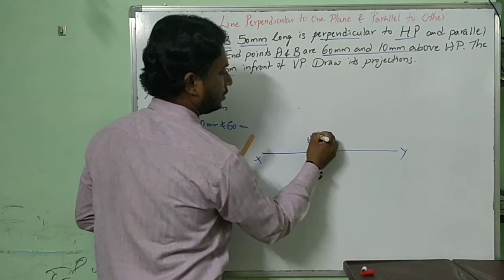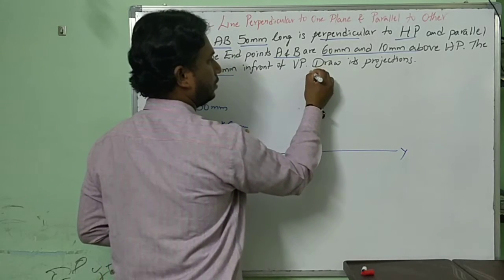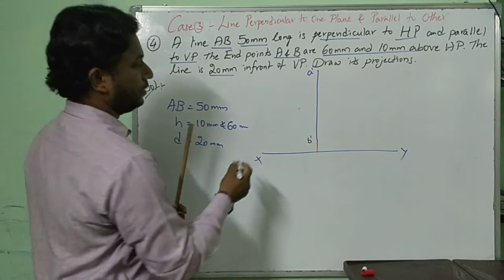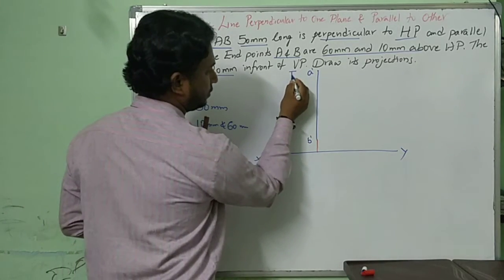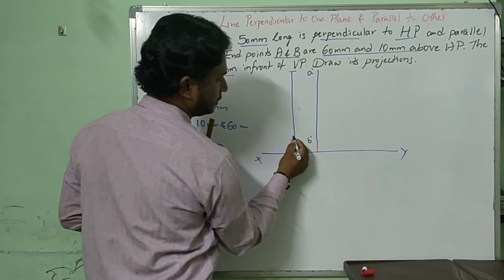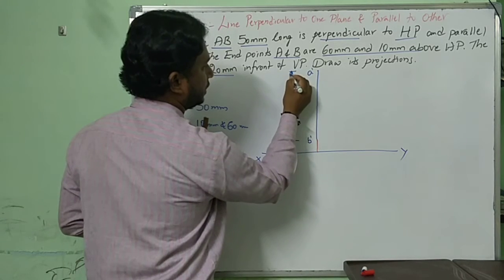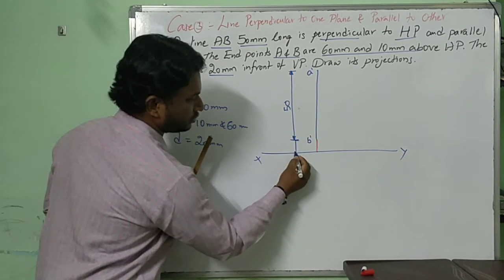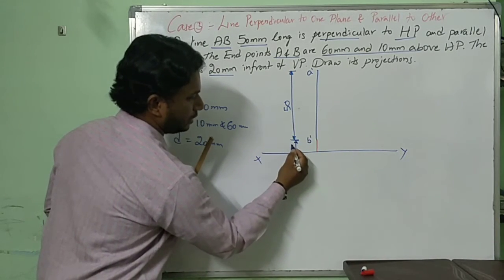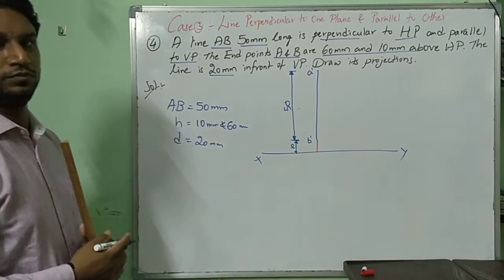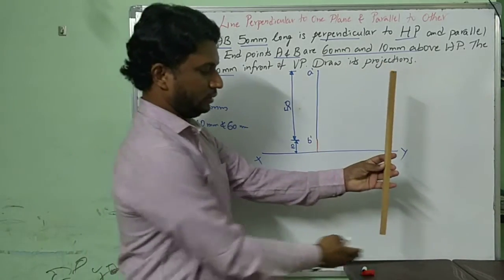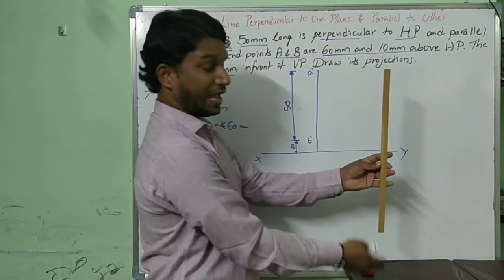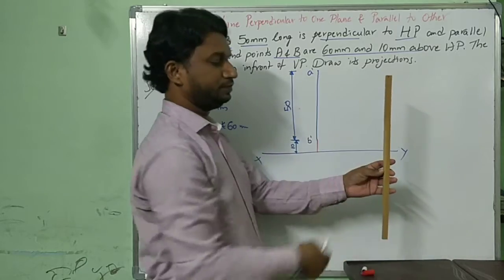Now from here, A dash. Now A dash B dash is the original line which is of 50 mm. Now from B dash to the XY line, it is 10 mm. Clear? See, this 10 mm gap I have shown with the help of red. It's a projector gap. Now this is a line.